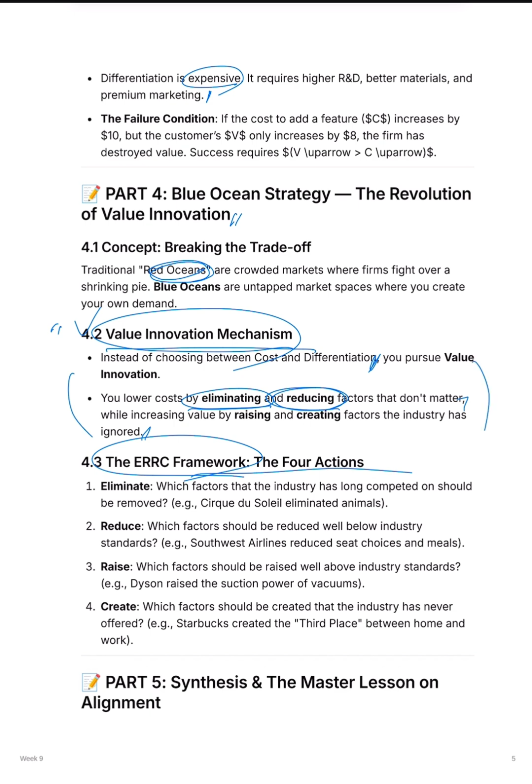Then we move to the ERRC framework. We studied it maybe 2 weeks ago, 3 weeks ago maybe.